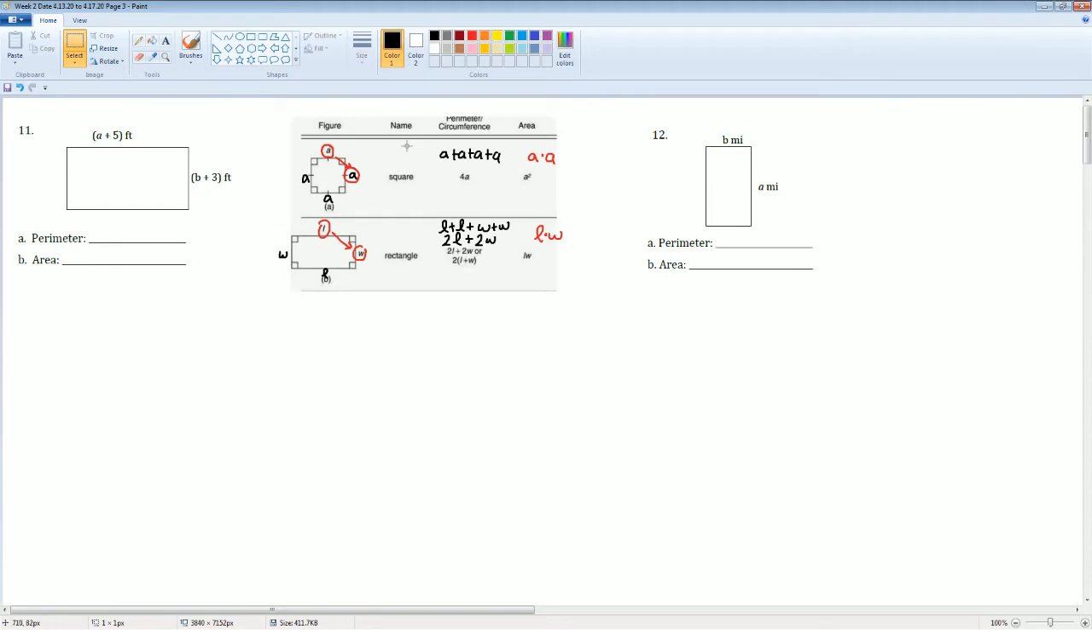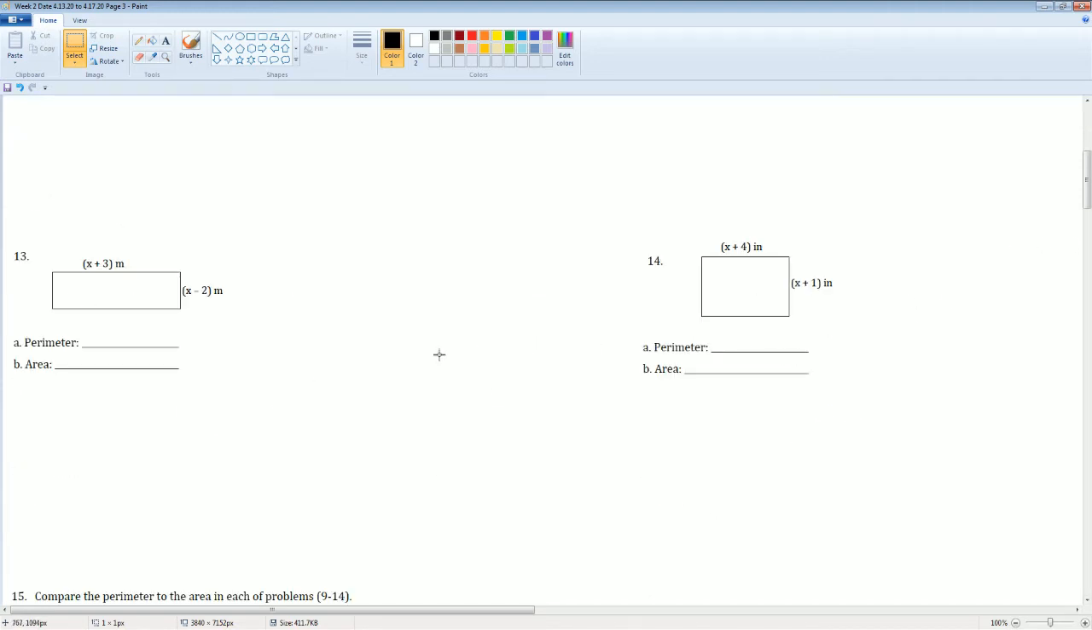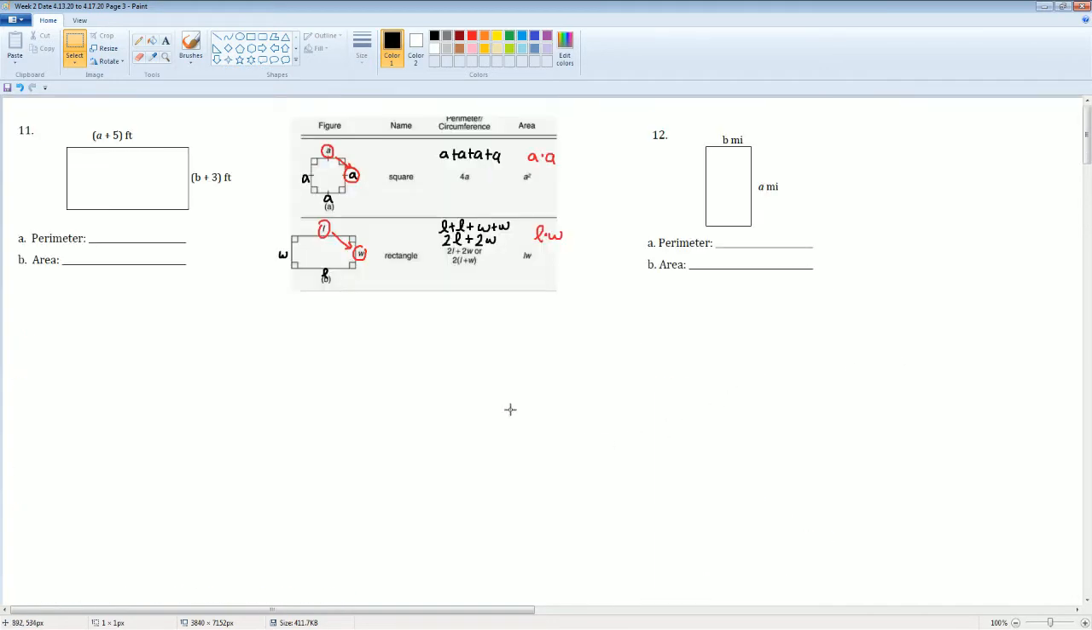What I have here are the notes from that, just the formulas. For the square, it was a plus a plus a plus a, which equals 4a, the perimeter. The area was a times a, which is a squared. This time, we're going to work with rectangles. 11, 12, 13, and 14 are all rectangles, so we're going to use this formula. There's length and width that we have to define.